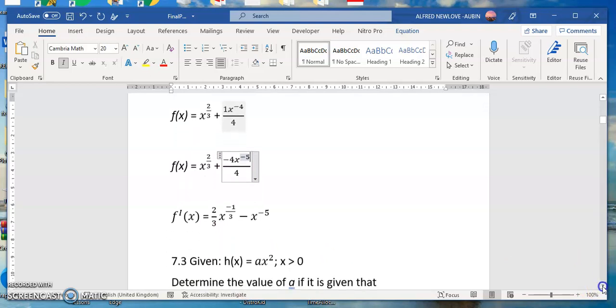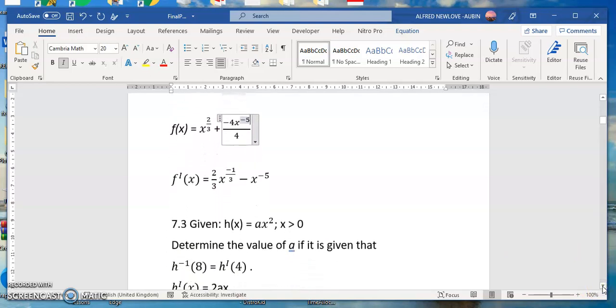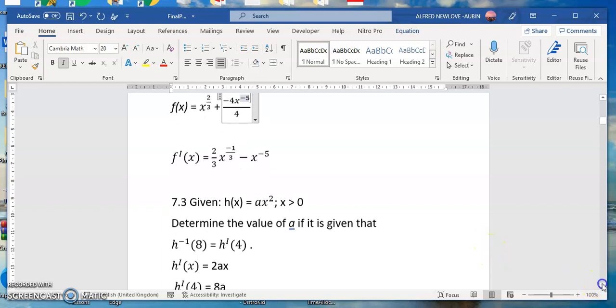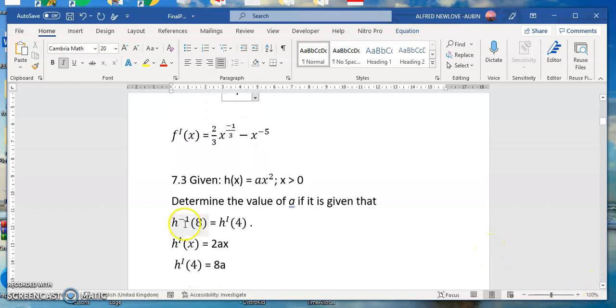Okay. Then let's look at the next question. It says, given that x is greater than 0, determine the value of a if this is equal to that. What you need to do is, this one is talking about the inverse of h at 8, and this one is talking about the first derivative of h at 4. We need to equate them.